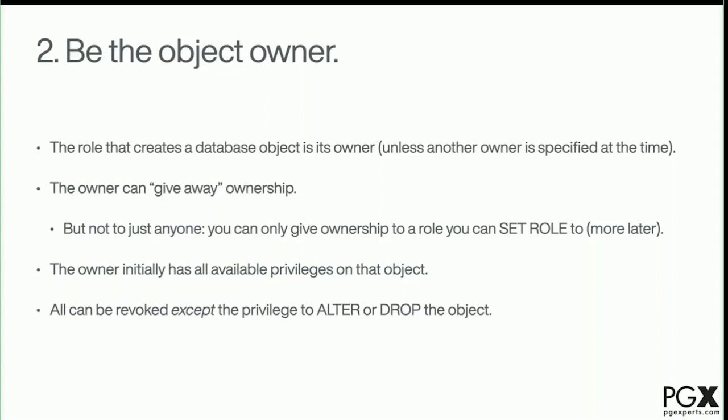Initially, the owner has all available privileges on that object. Each object has a set of privileges that can be granted to it. And when it's created, the owner has everything. And usually no one else does, although with some exceptions we'll talk about. However, the owner can revoke all these privileges even on itself. So it can deny a privilege to itself, with the exception of the privilege to alter or drop an object. The owner always has that privilege and it can't be revoked from the owner.